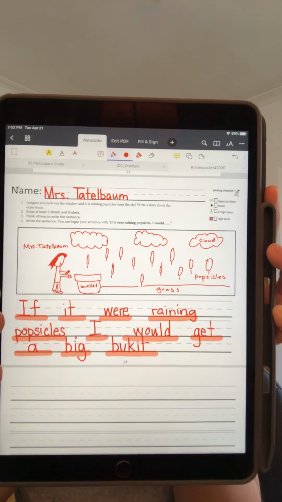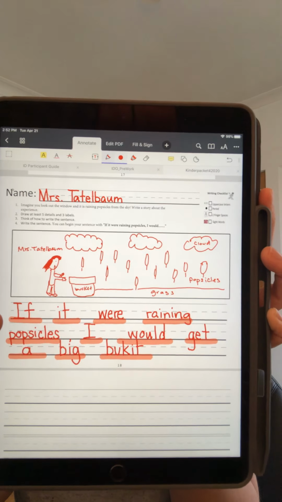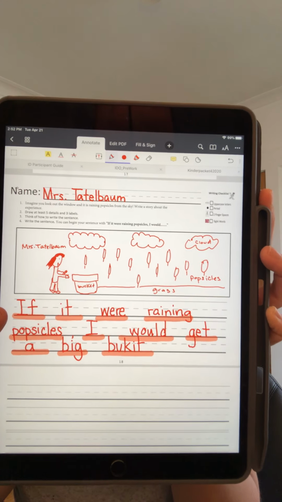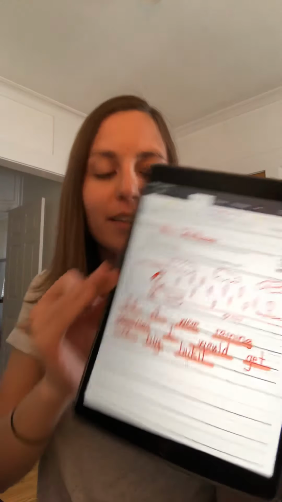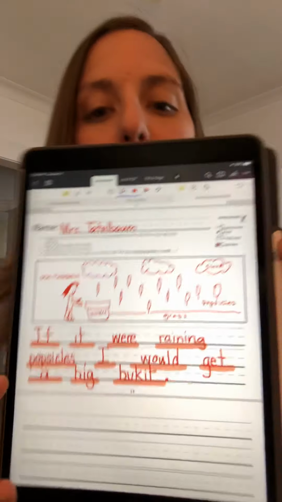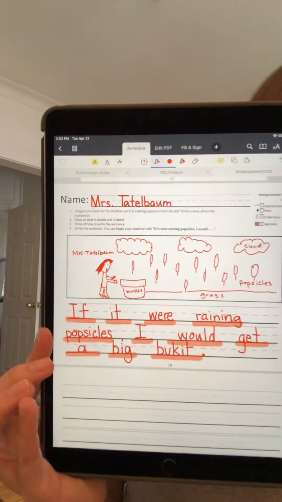Am I finished with my sentence? Nope. What do I need to add? I hope you said period, because I need to end my sentence with my punctuation. And now I should be finished, but before I stop for the day, I want to go back and read it just to make sure.